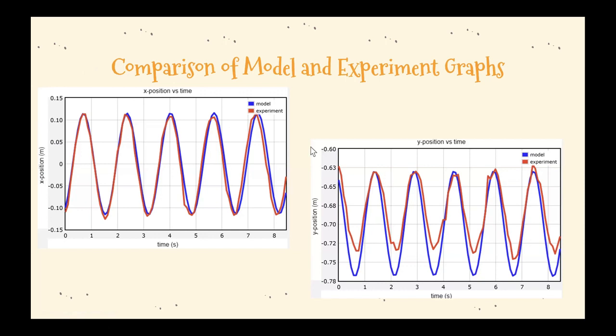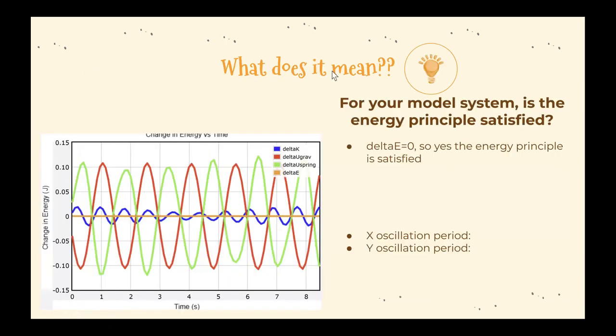When we compare the X and Y, the X is pretty spot on with the model and experiment, but the Y position is slightly off, and I'll explain in my errors why that is. So what does it mean? For the model system, is the energy principle satisfied? Delta E is at 0, so yes, it is satisfied.